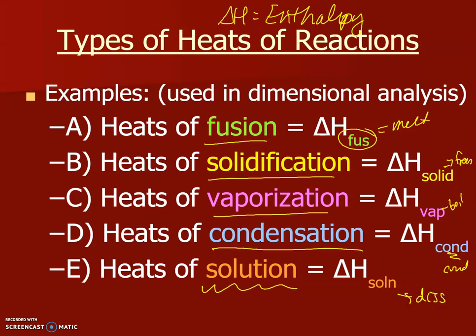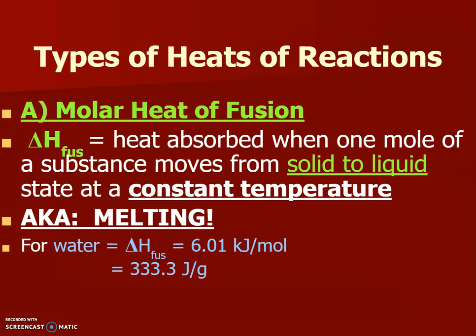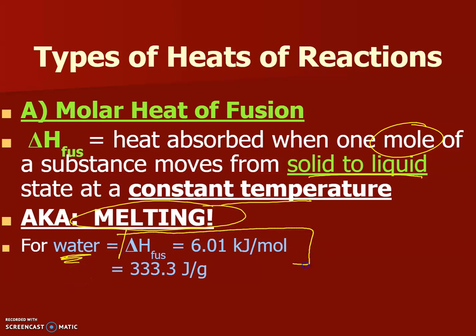So let's go over these values. The molar heat of fusion is the amount of heat absorbed when 1 mole of a substance moves from a solid to a liquid at a constant temperature. So this is, like I said, melting. I'm going to go over all of these constants for water. They are different for different substances. So the delta H of fusion for water is 6.01 kilojoules per mole.